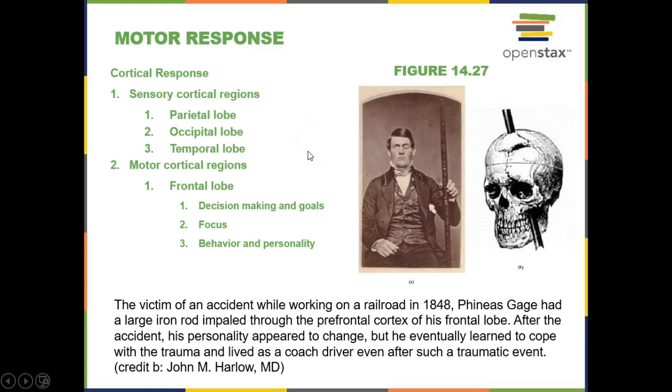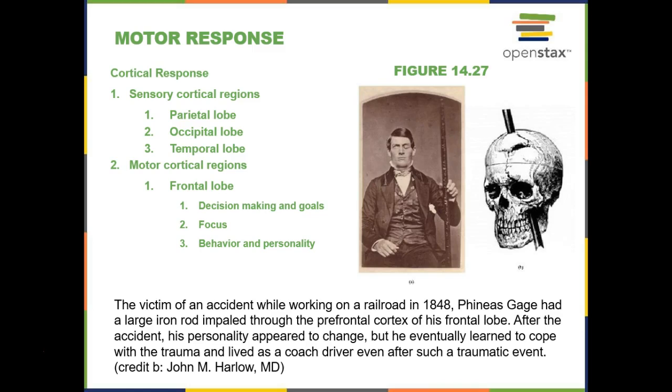The frontal lobe is where we have decision and goal making. This is where we get our focus, our personality. This is where our motor movements and fine-tuning those movements occurs. So when this happened, it changed his personality greatly, and that's one of the reasons we know that personality and focus occurs here, because his personality had changed so dramatically.